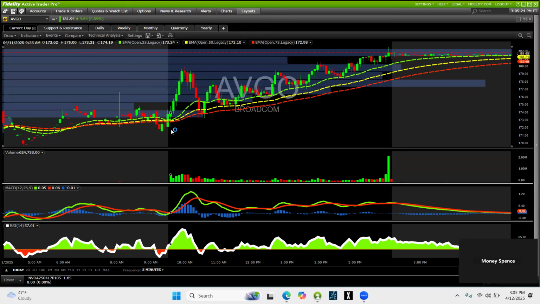So to use this strategy effectively for a buy setup, which would be a bullish trend, we must have the 25, the 50, and the 75 above each other. So as you all can see on the open, we had the green line right here, that's the 25. We have a yellow line right here, that's the 50. And we have a red line right here, that's the 75 EMA.